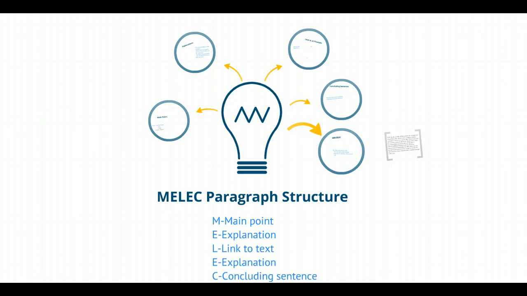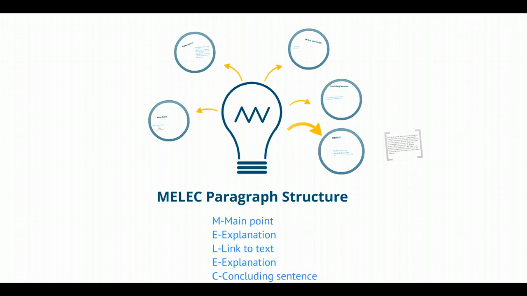And you can see we call this structure MELEC. I know some of you have probably already been introduced to this in your social studies classes. Each letter of MELEC stands for something. The M is a main point. Every paragraph must have a main point, and your paragraph needs to have something that it's about. The E stands for explanation. L is a link to the text, and C is a concluding sentence.